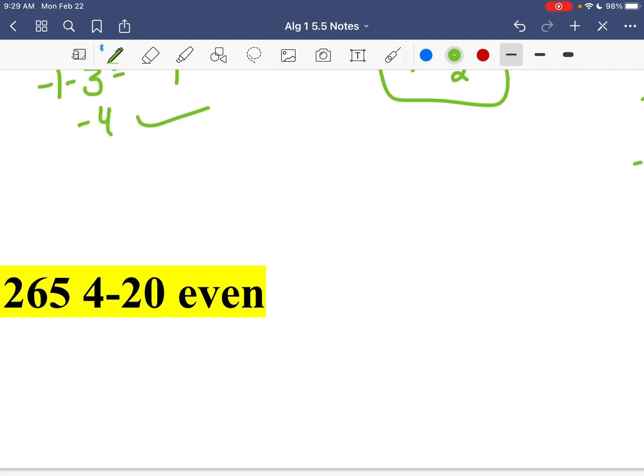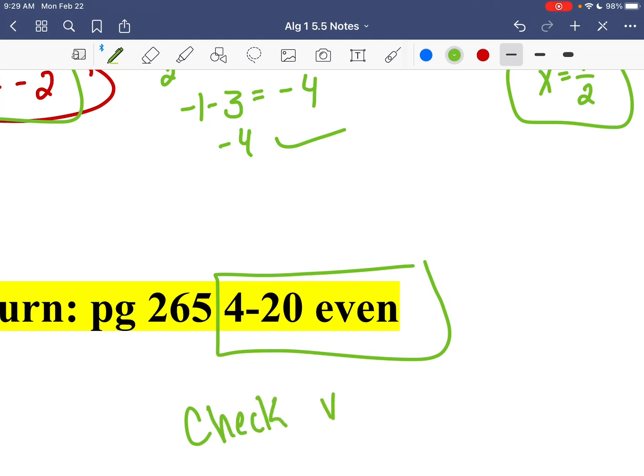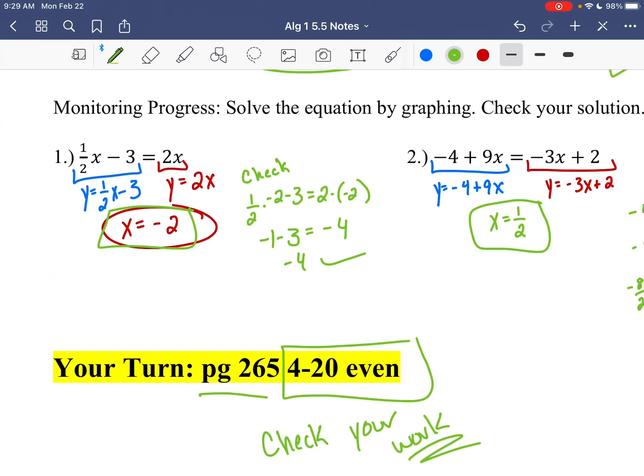All right, here's your problems. Page 265, 4 through 20 even. I'm going to put here, make sure you check your work. Make sure you check it, make sure it works. So page 265, 4 through 20 even.